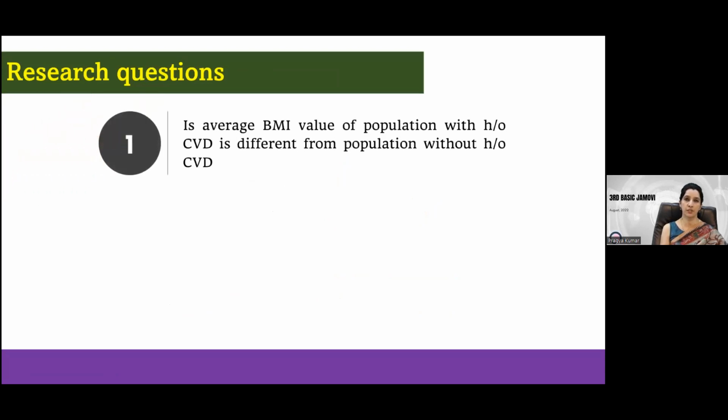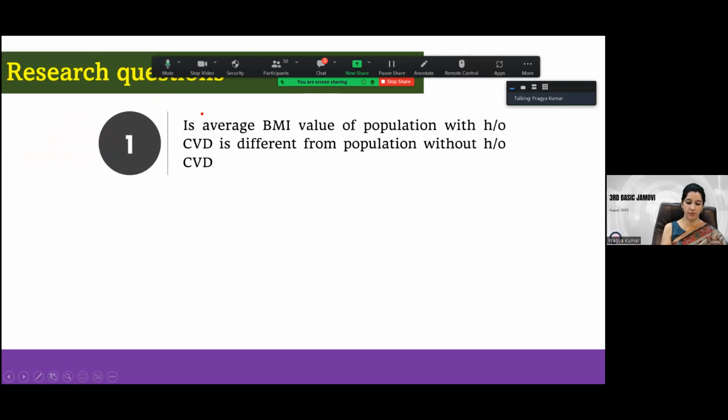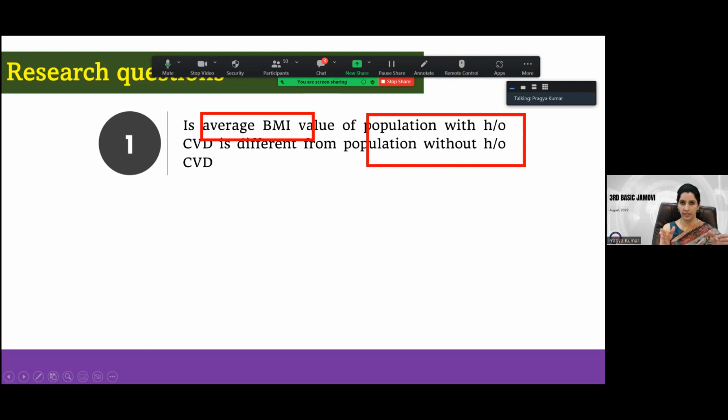So what are the research questions for which you can apply this test? Suppose you want to compare the average BMI of a population, and you have two sets of population: people with cardiovascular disease and people without a history of cardiovascular disease. Here the average BMI is a scale variable, and the population with history and without history is a categorical variable. So there are two categories, and you are comparing a mean between these two categories.